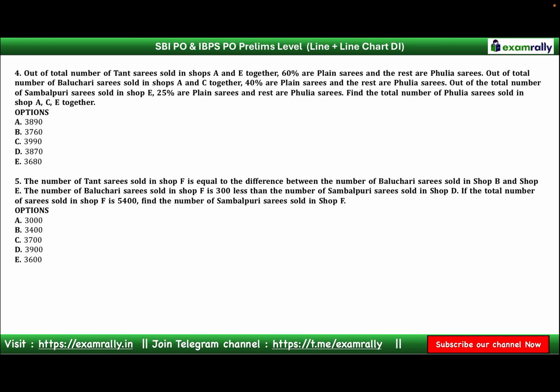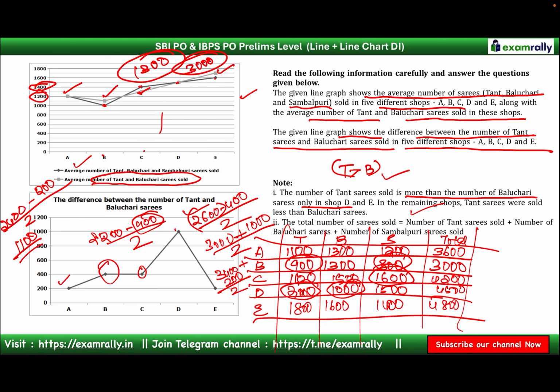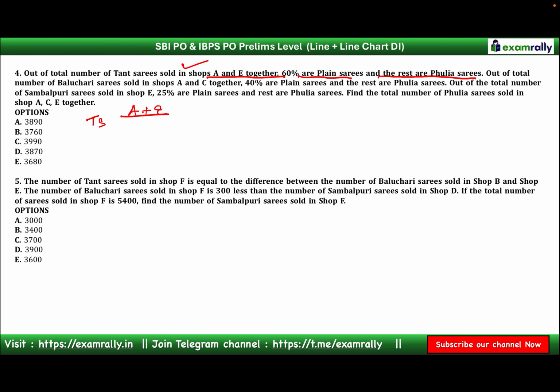Then next one, out of the total number of tanned sarees sold in A and E together, 60% are plain sarees and the rest are fulia sarees. Okay, so A and E together, the tanned sarees. Okay, so tanned sarees in A and E together is 1100 and 1800, so 2900. Okay, let me do the ratio after it.